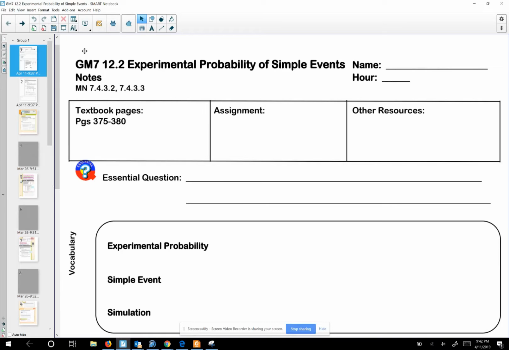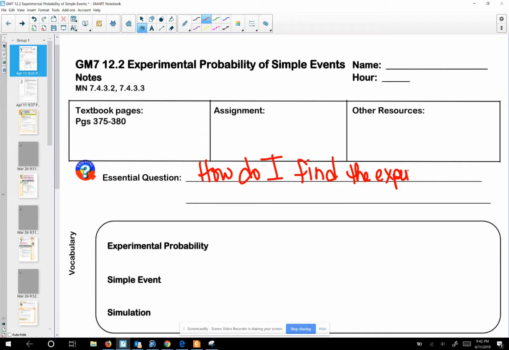Alrighty. Here's our essential question for today. How do I find the experimental probability of a simple event? Get some good long words here.